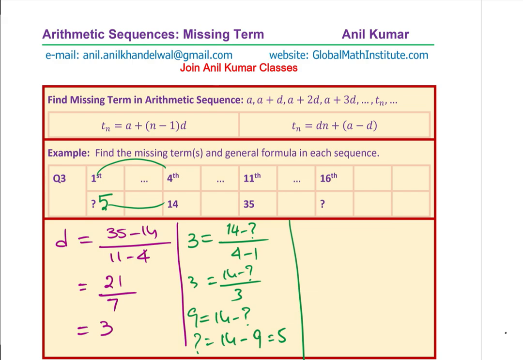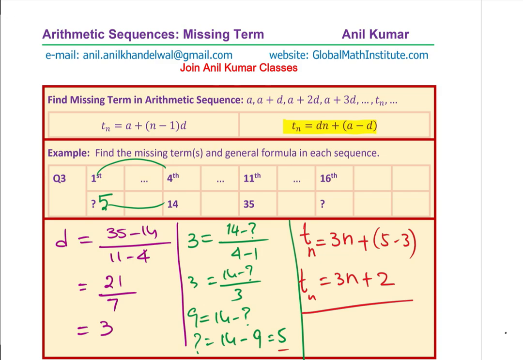Correct? Now, let's find the nth term, Tn. We are using this particular formula. As I said, d, which is known to us as 3, so 3n plus a minus d. a is 5, 5 minus 3, right? So 5 minus 3, which is 2. So Tn is 3n plus 2. That is what the result is.